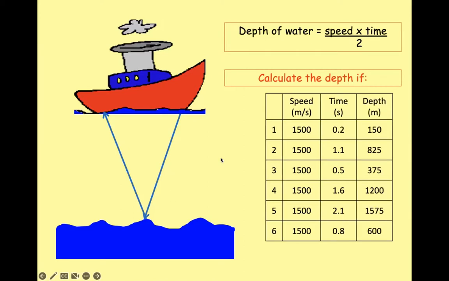Let's carry on. So as mentioned earlier, to calculate water depth, we have to use speed times time divided by 2. The speed is always constant, 1,005 in water. So times 0.2, you get 300. But 300 is the to and fro of the sound wave. Therefore, divided by 2 equals 150. And so on and so forth.